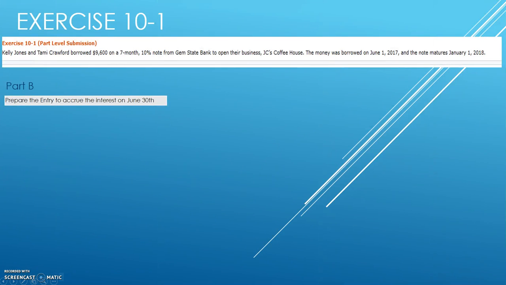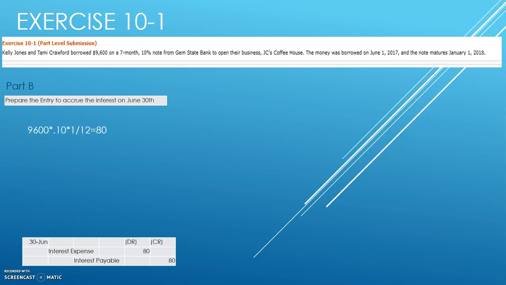In Part B here, we see we have to prepare the entry to accrue the interest on June 30th. Now, since we took this loan on June 1st, that means we have 1 month's interest. We're going to need to calculate that, and to do so, just run with the interest calculation equation. So the face value of $9,600 times 10%, also known as 0.10, and then times just the 1 of 12 months, since that is an annual percentage rate, which gives us $80. $80 that we're going to do the journal entry for.